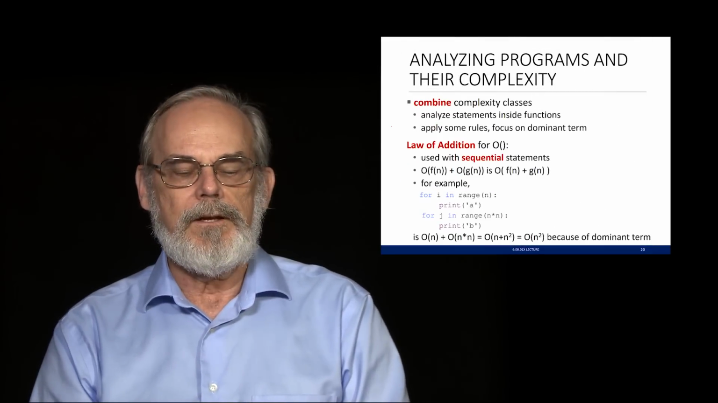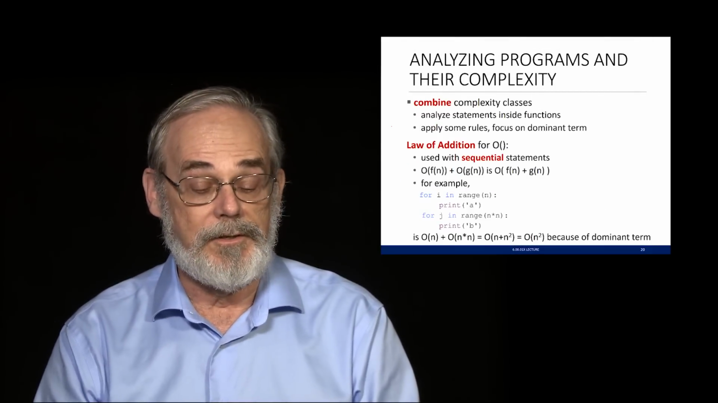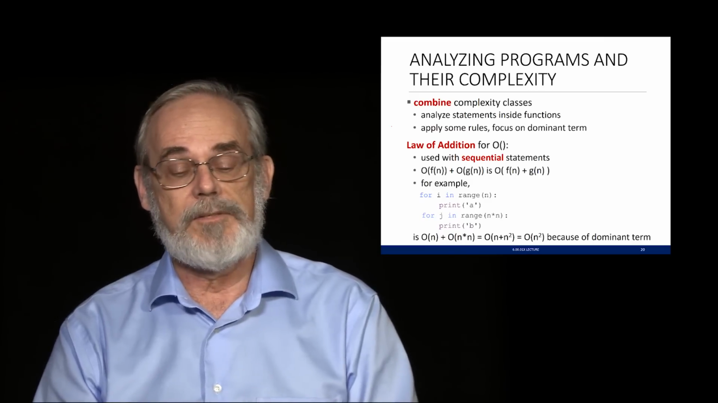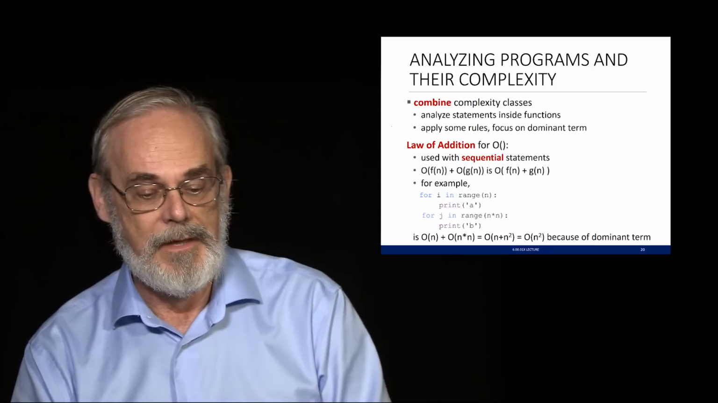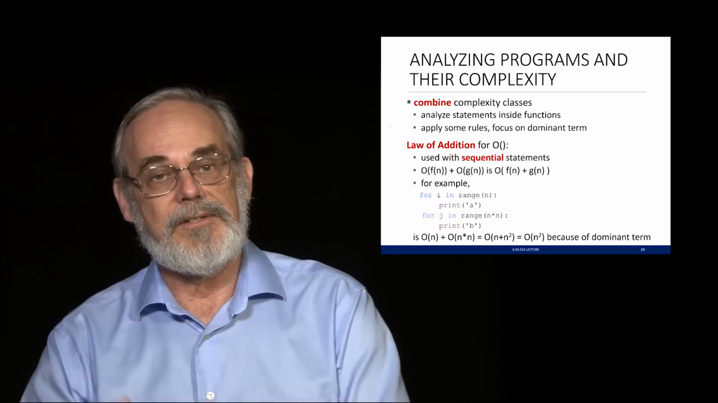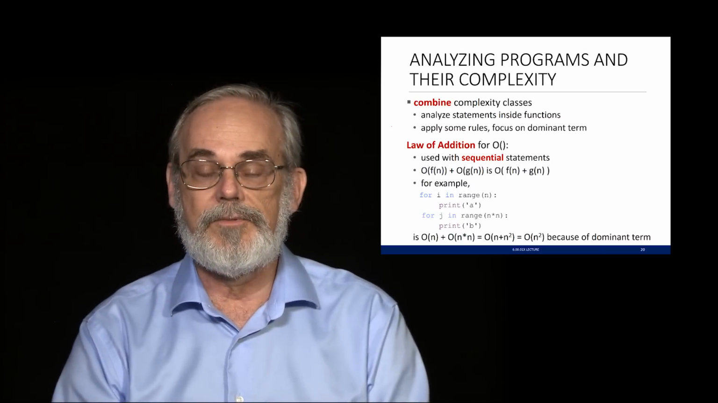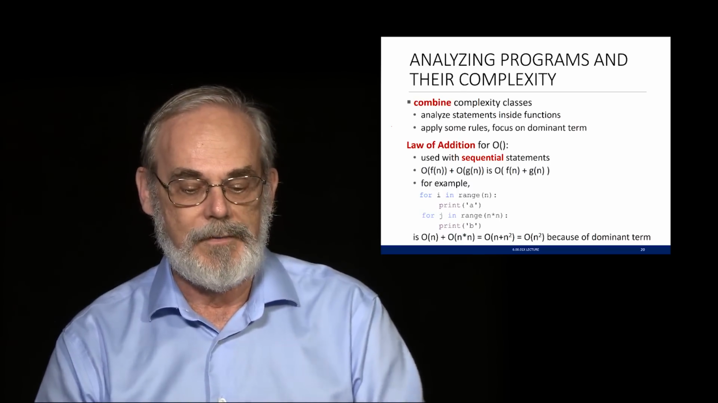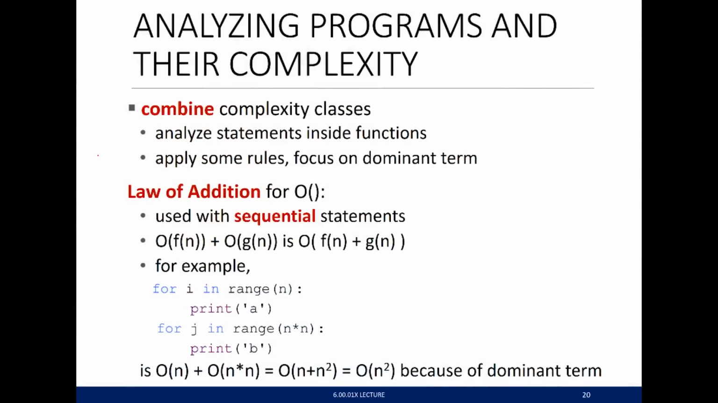So, a couple of statements about this, and then we're going to look at some examples. One of the things I want to be able to do, as I said, is analyze the programs and talk about their complexity. And I'm going to combine complexity classes. I'm going to analyze statements inside the functions and then apply some rules and focus on the dominant term. So here are two things to look at. The first one we can call the law of addition for big O notation. And we use it with sequential statements.